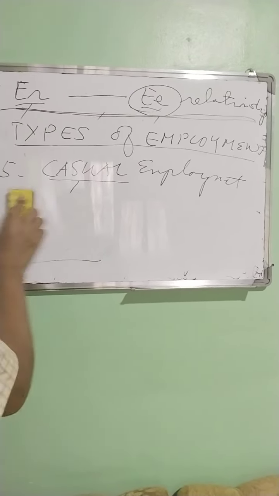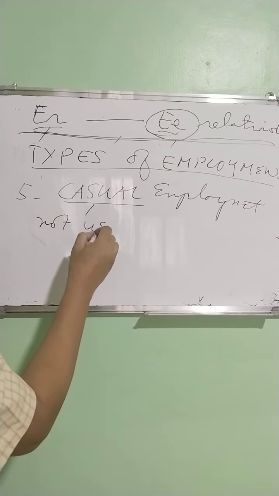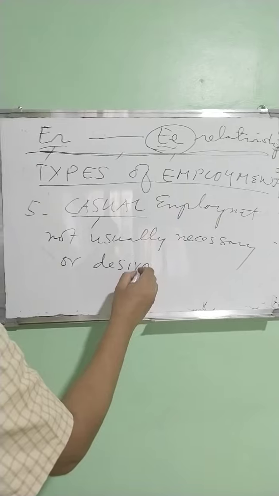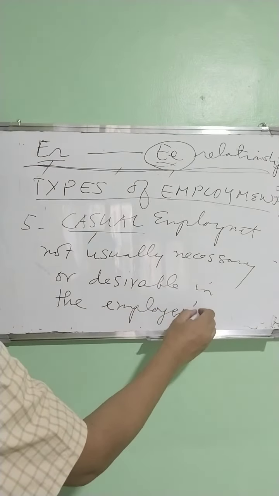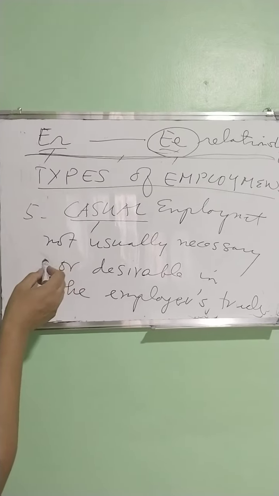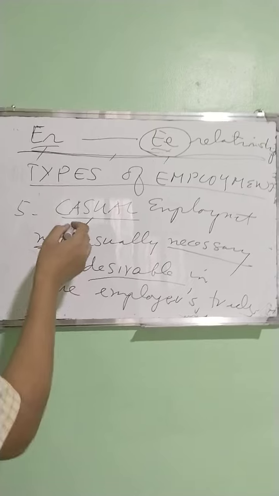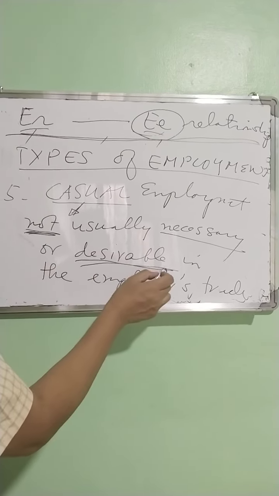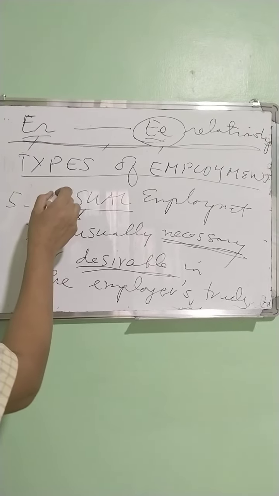So casual would refer to that kind of employment where it is not usually necessary or desirable in the employer's trade or industry. Meaning, if that job that you were engaged in is not actually necessary or desirable in the employer's trade, then you have been engaged on a casual basis only. Meaning, that job or task that you are doing is not important or necessary in the usual trade or business of the employer. Then you have been hired only as a casual employee.